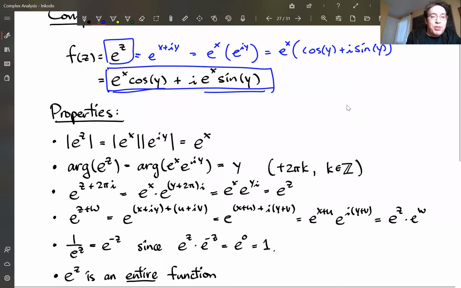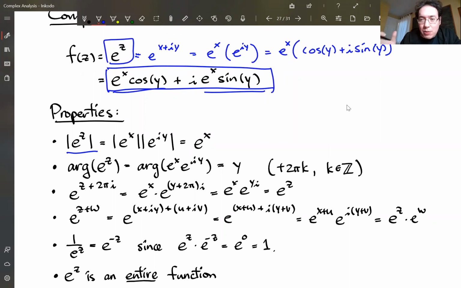Okay, if you want to look at the modulus, or how big this output is, it's really controlled by the real part. So e to the x is where the real part of the input goes, and the imaginary part of the input actually doesn't contribute to the size because e to the iy always has modulus 1. So really, the modulus is controlled by the real part.